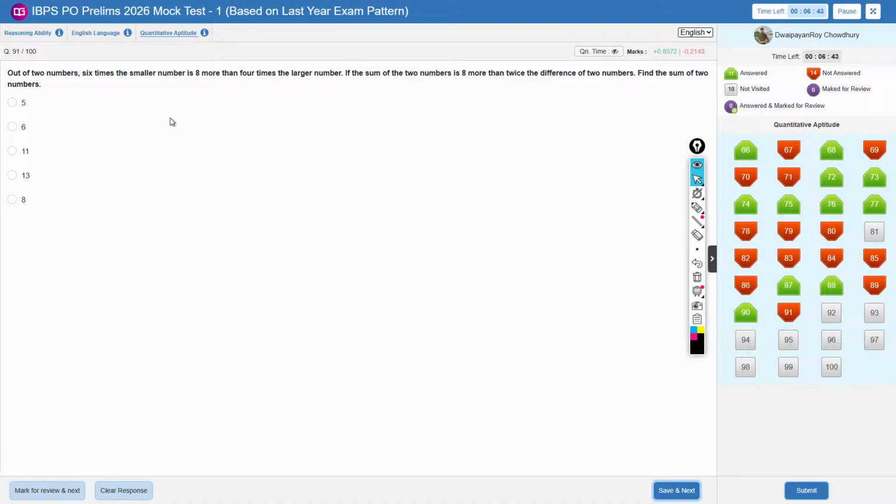Out of two numbers, sum of the numbers, okay, out of two numbers, 6 times the smaller number is 8 more than 4 times the larger number. If the sum of the two numbers is 8, sum of the two numbers is 8 more than twice the difference of the two numbers.